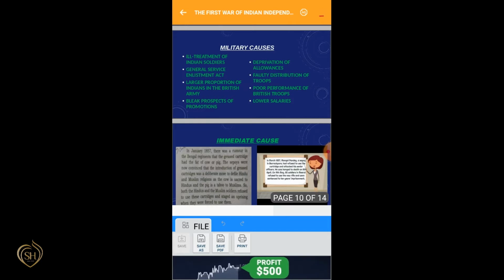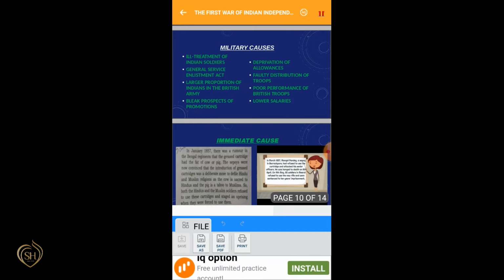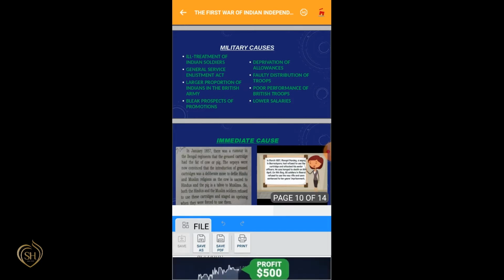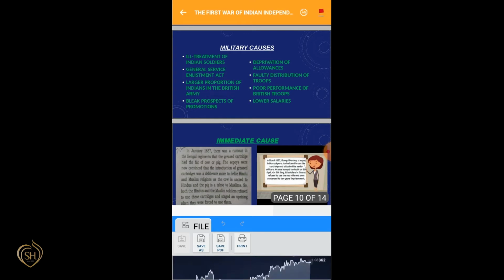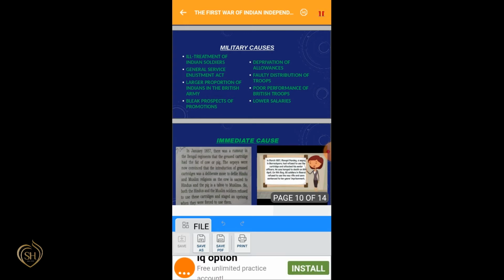First one, ill treatment of Indian soldiers. The English East India Company established the British Empire in India with the help of Indian soldiers. But despite the fact that the Indian soldiers were as efficient as their British counterparts, they were poorly paid, ill-fed and badly housed. Second one, General Service Enlistment Act.